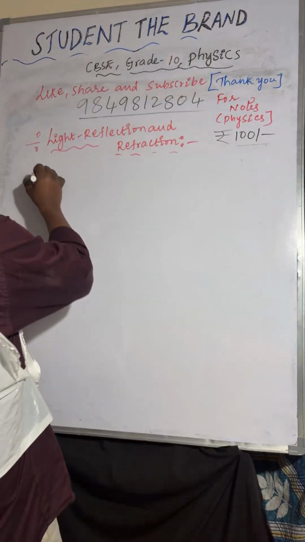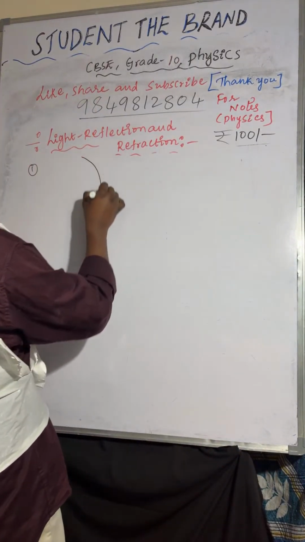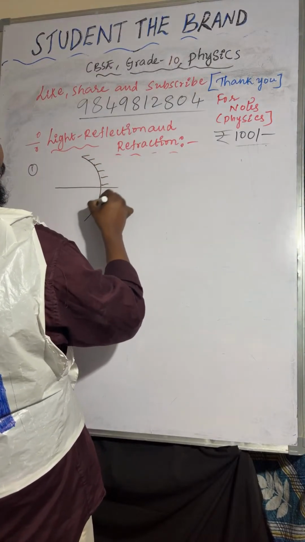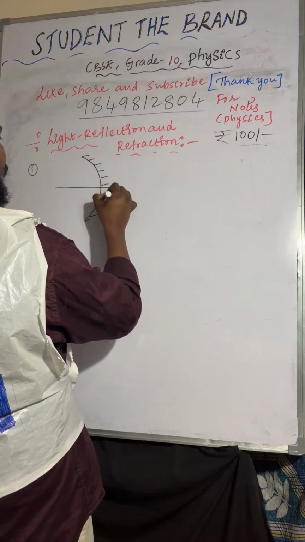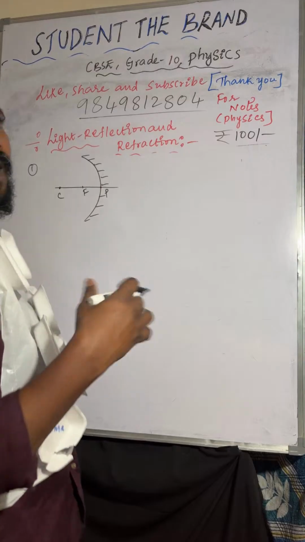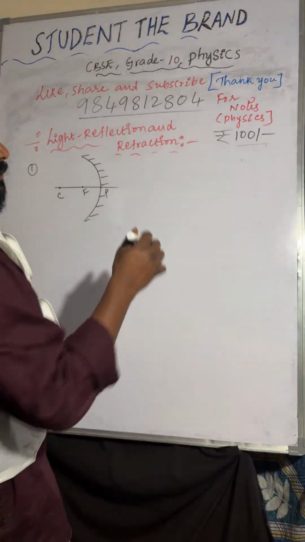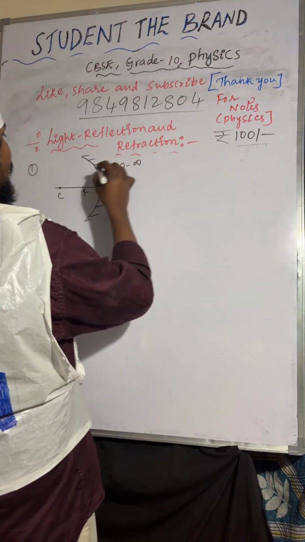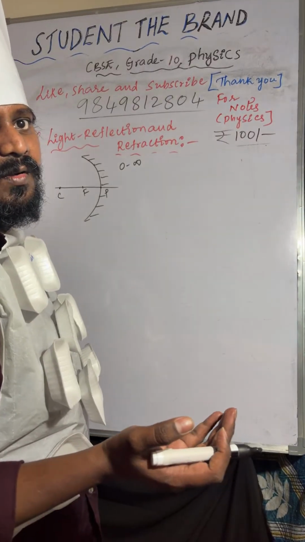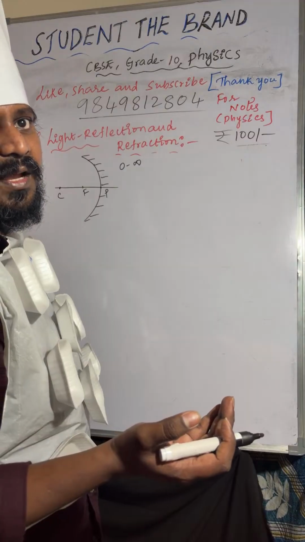So first one, concave mirror. I am taking the concave mirror like this. Pole, focus and center of curvature. Object is placed at infinity. How many light rays are required to form the image of the object? Minimum 2 light rays are required to form the image of the object.